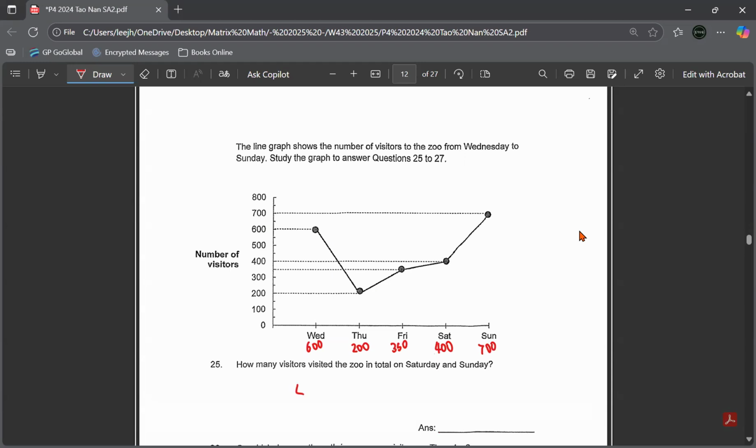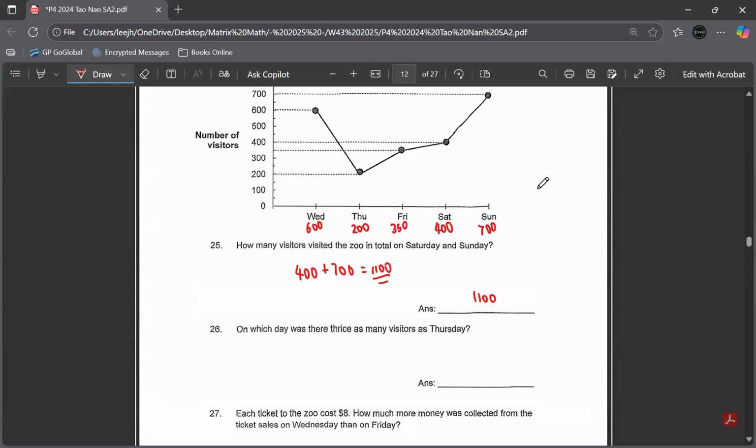How many visitors visited the zoo in total on Saturday and Sunday? You just add 400 plus 700, 1100. So you just write down 1100. Question number 26. On which day was there thrice as many visitors as Thursday? Thursday is 200, so thrice of Thursday is 200 times 3. Which day has 600? It is actually Wednesday. So the answer is Wednesday.